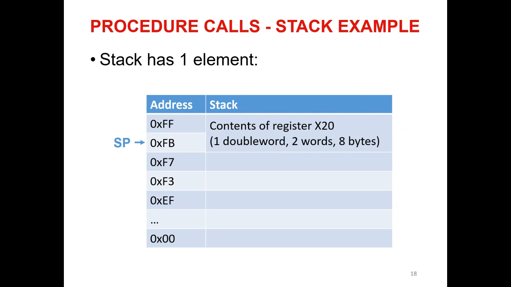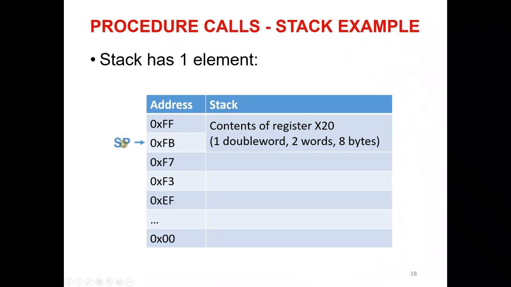So here in the beginning, imagine that in our stack we only have the contents of one register, register x20. Here, as we see, we have the addresses in hexadecimal. Each address here differs from the previous one by 4. Why 4? As I have mentioned, because each address points to 32 bits. As registers are 64 bits, we need to use 2 addresses.